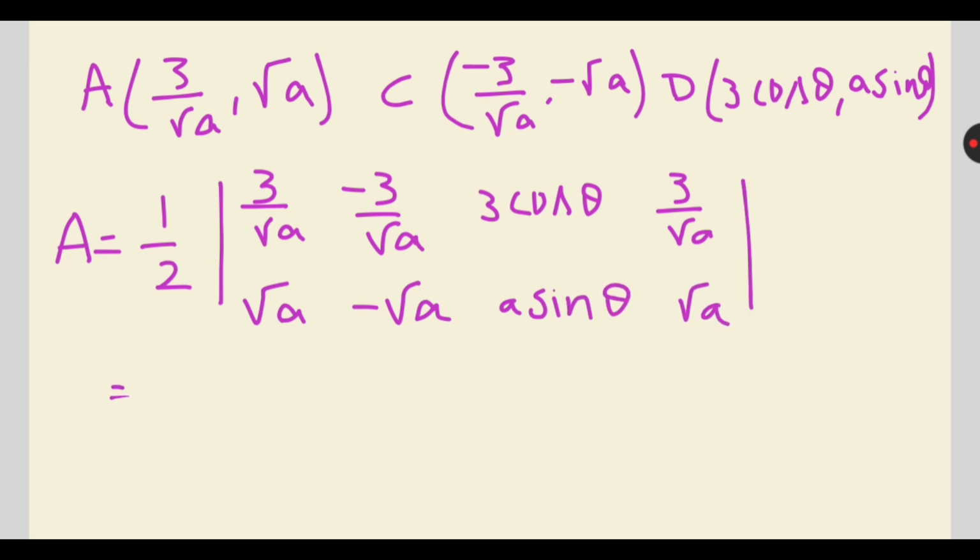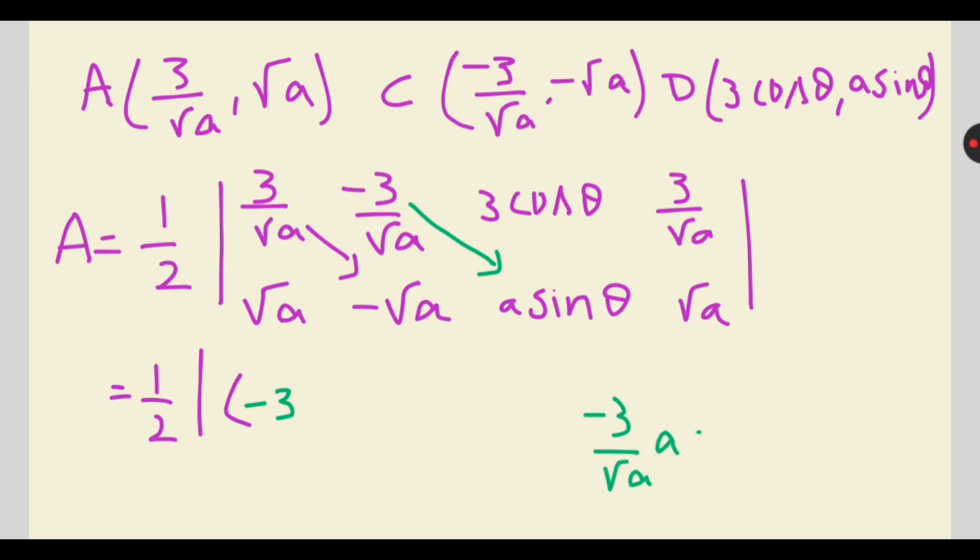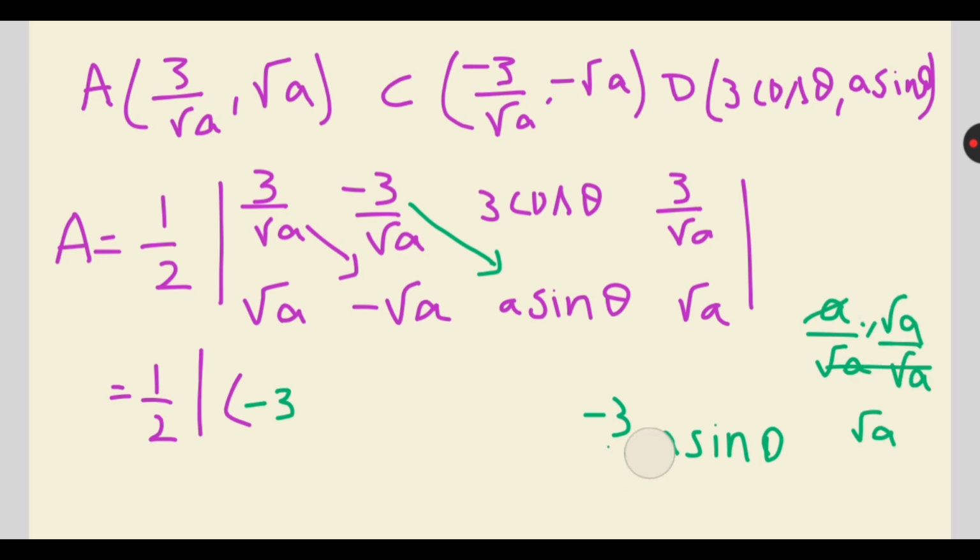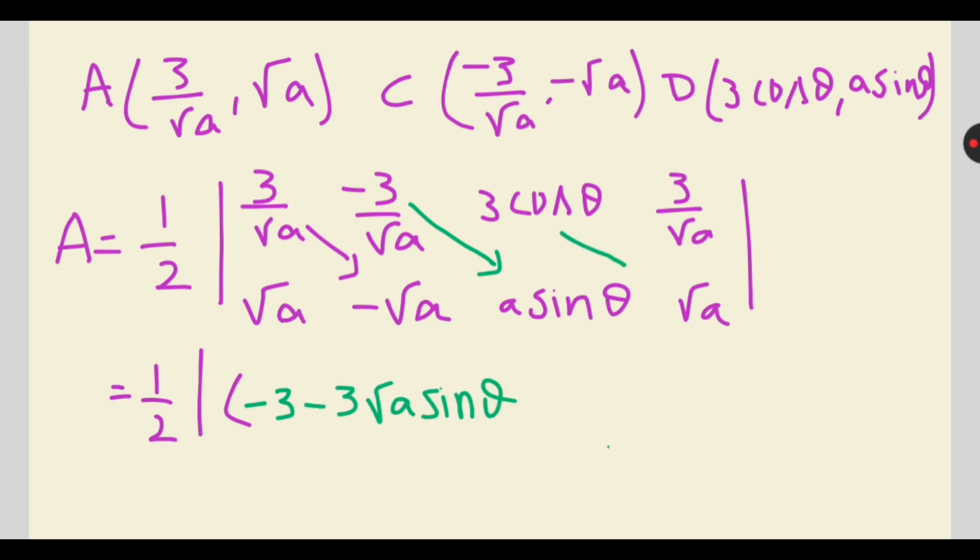Now do multiplication. First multiply these two. The denominator and this root a get cancelled, and we'll have only minus 3. Then again multiply these two. Here minus 3 over root a times a sin theta, and a over root a we can write as only root a. That means here we are going to get minus 3 root a sin theta. Then multiply these two, so this is plus 3 root a cos theta. So we have done this. So close the bracket. Then again minus.